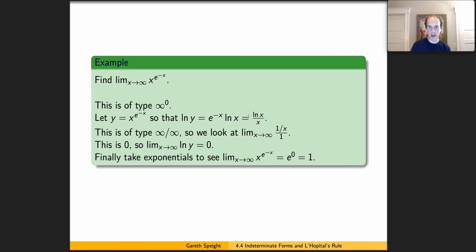So just to say one more time, e to the minus x ln x becomes ln x divided by e to the x. Then we differentiate, we get 1 over x divided by e to the x. The top is going to 0, the bottom is going to infinity. This limit is still 0, as we said. Okay, so the limit of ln y is 0, but that's not the limit we started with because we started by taking natural logarithms. So to get the limit we started with, we have to do e to the power of that. So e to the power of 0, which is 1.